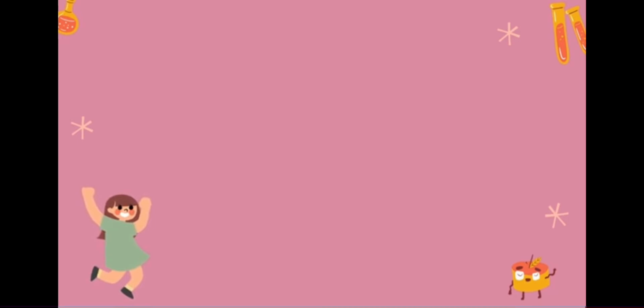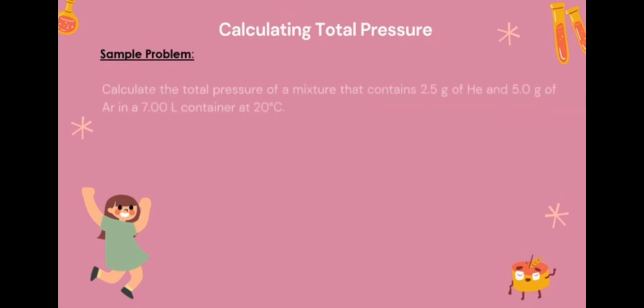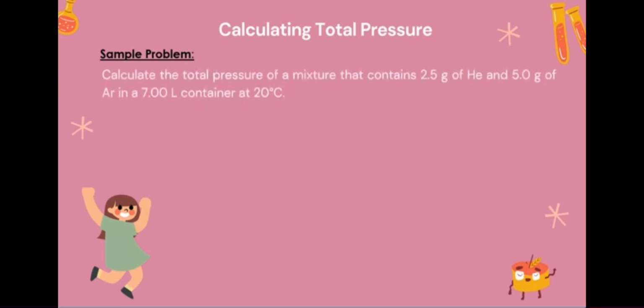Allow me to explain and give you examples in calculating partial and total pressure. To find the total pressure, we must apply the previous steps to get the pressure of each gas. Here we are asked to calculate the total pressure of a mixture that contains 2.5 grams of helium and 5 grams of argon in a 7-liter container at 20 degrees Celsius.